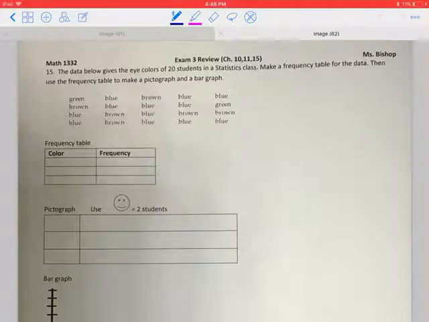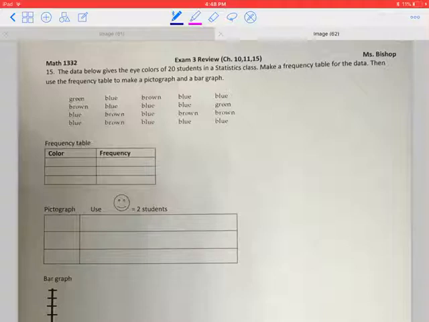All right, we're on number 15 on the exam 3 review. So we're given a data set of eye color of 20 students in a statistics class. First, we're going to make a frequency table. Then we're going to do a pictograph and a bar graph.